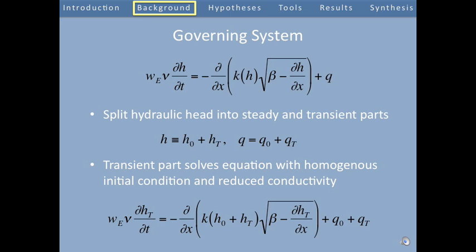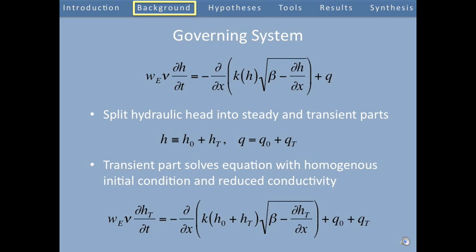I cannot overstate how difficult these equations are to solve, so to begin with, I'm going to split the hydraulic head into a steady and transient part. That is, I'm going to write the hydraulic head as the sum of the background value plus the transient value and do the same thing with the source. Now the steady state part simply says that the background hydraulic head is equal to some constant. However, what it does do is it simplifies our boundary conditions. We can then use homogeneous boundary conditions if our initial condition is such that the present value of the hydraulic head at time t equals 0 is equal to the background value.